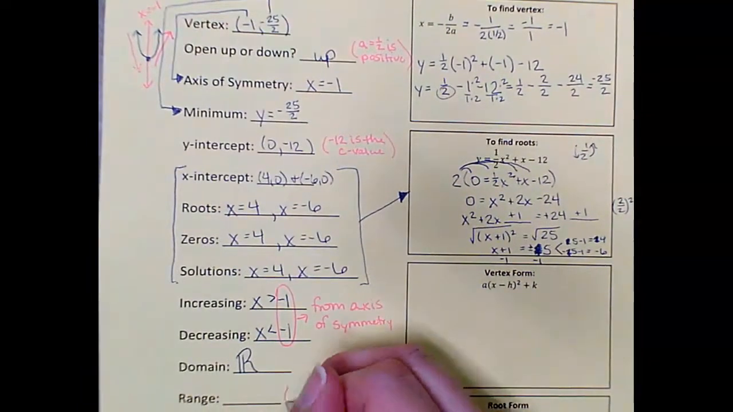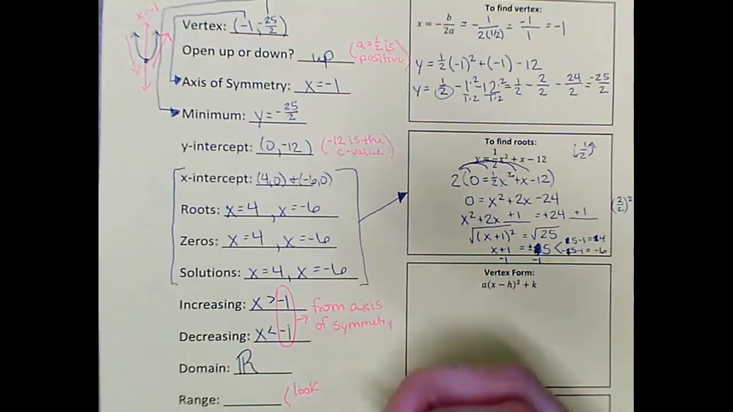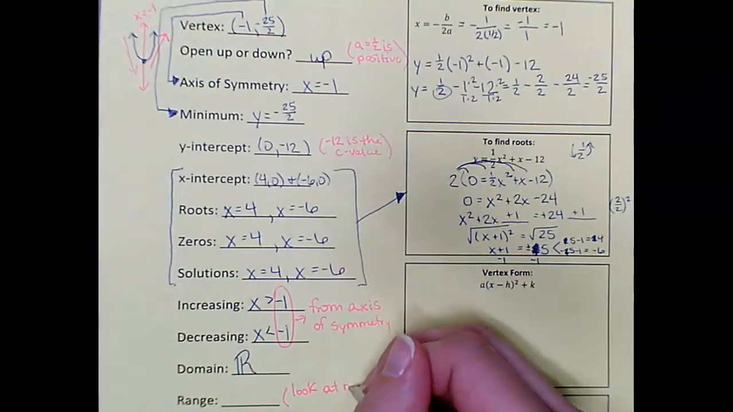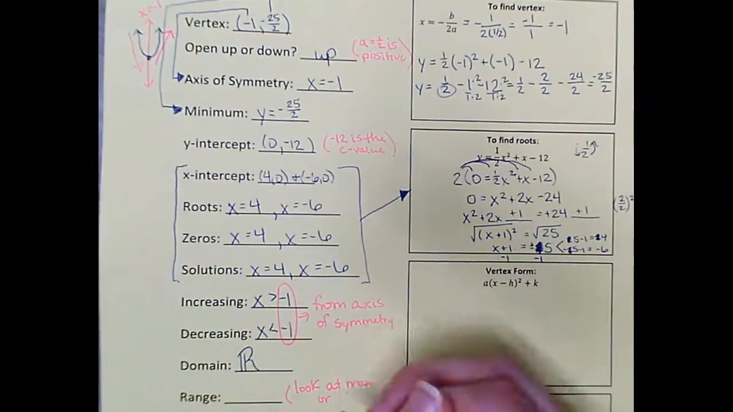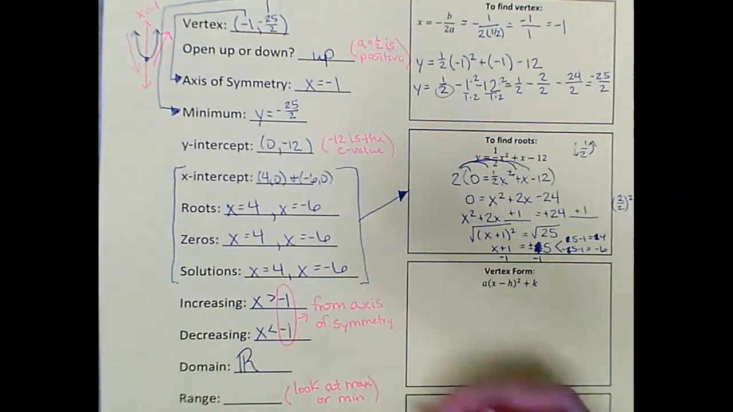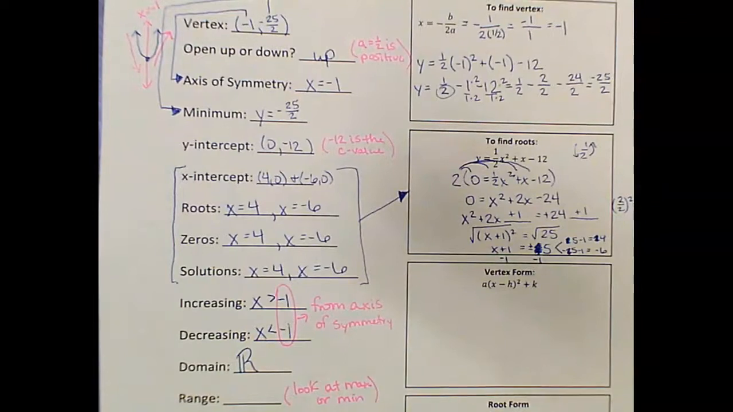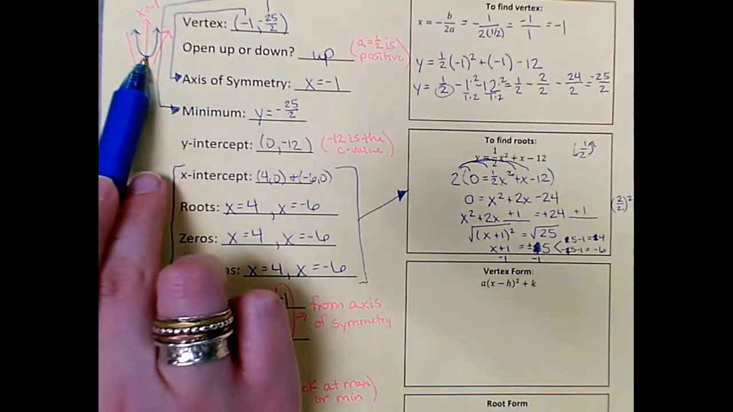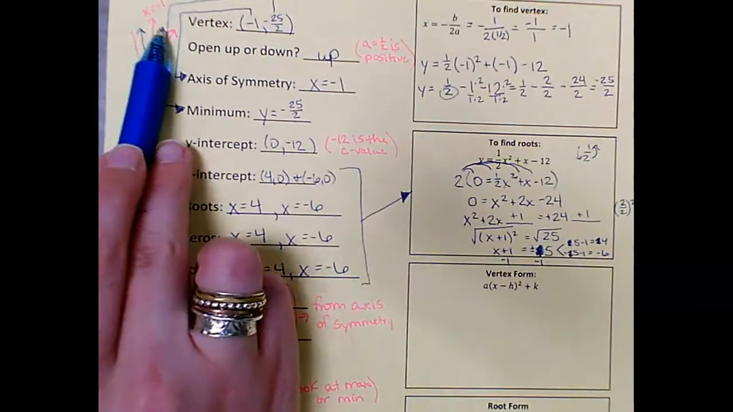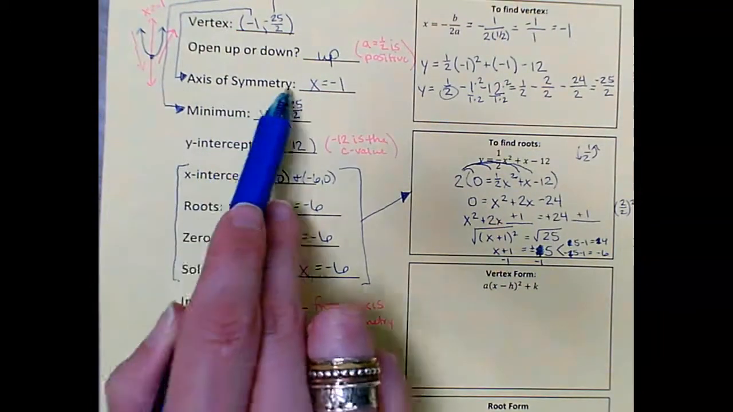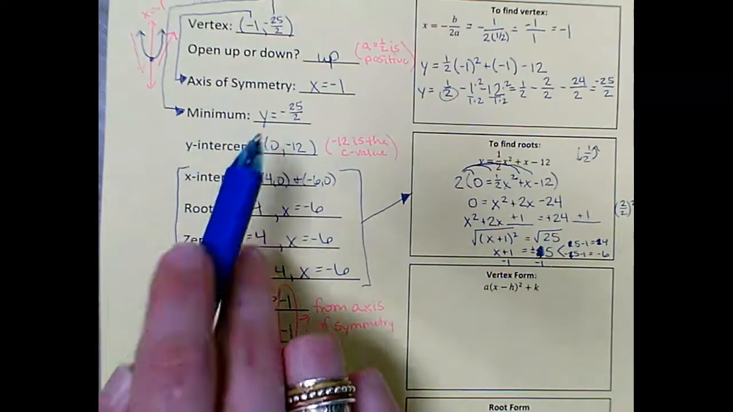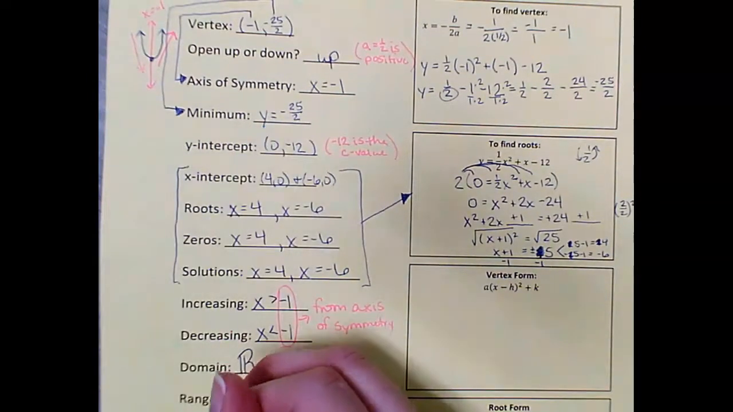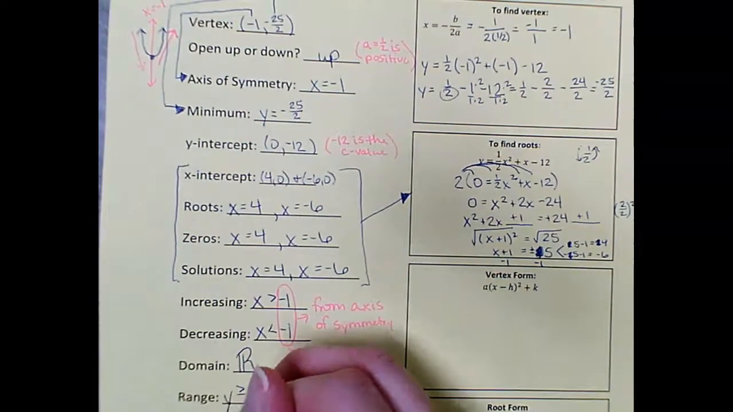My range, I need to look at the max or min and determine what my range is. So my range, if I look at my minimum value, here's my minimum value. It's all at the bottom, so everything else is above or greater than or equal to this. So I'm going to rewrite this, but I'm going to choose the greater than or equal to sign because that's where all of my y values are. They're greater than or equal to negative 25 halves.